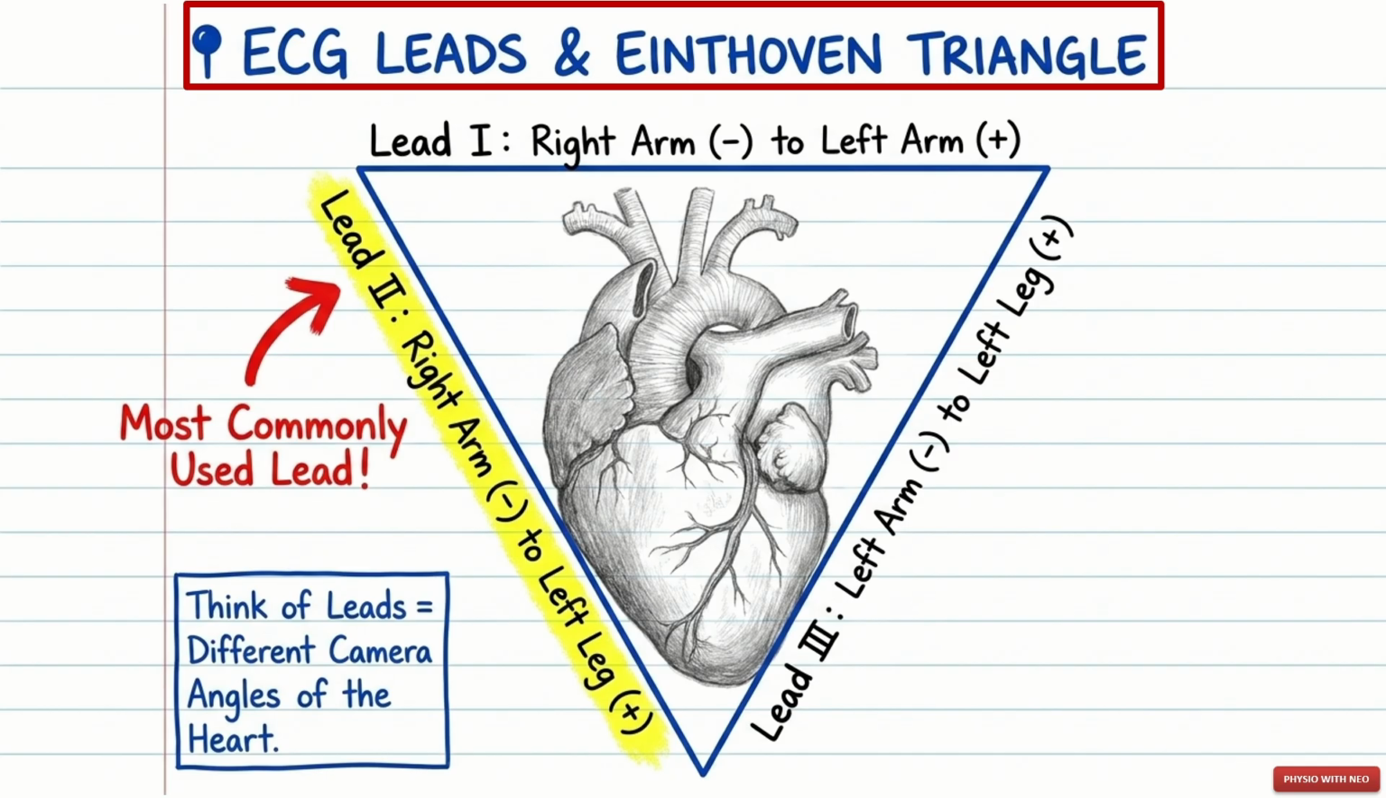Now the examiner's favorite question: why is lead 2 most commonly used? Because it almost runs parallel to the normal direction of the cardiac electrical activity. These leads are not electricity, they are simply different viewpoints of the same heart.